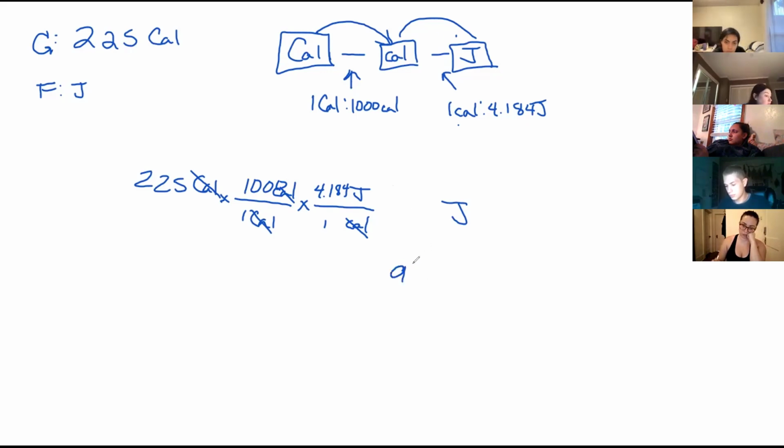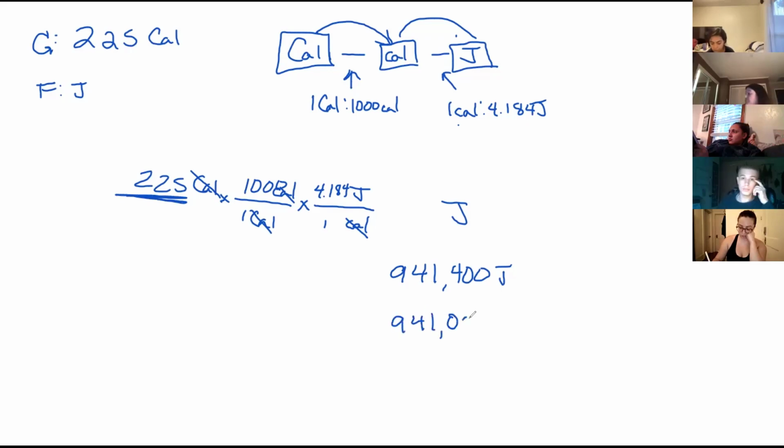I'm going to write it down here, 9,041,400 joules. I have 3 significant figures. So I need to round to 3 significant figures. So I'm going to round this to 941,000 joules. If I was to write it in scientific notation, 9.41 times 10 to the 5 joules.